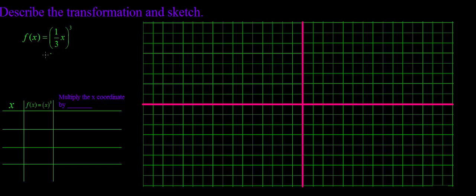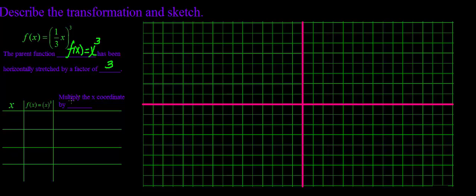So when I describe this function in my own words, I will say that this function has been horizontally stretched by a factor of 1 over 1/3, which is equivalent to 3. There is no reflection here because I have no negatives. The parent function, and I'm going to state what the parent function is, f of x is equal to x cubed, has been horizontally stretched by a factor of 3.